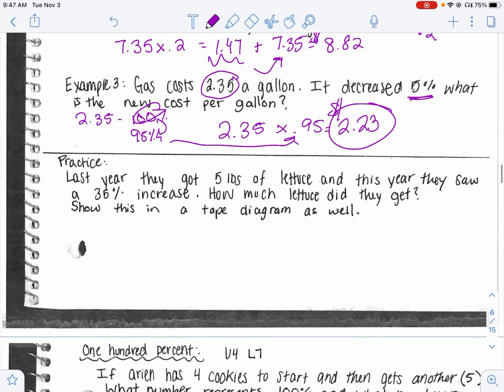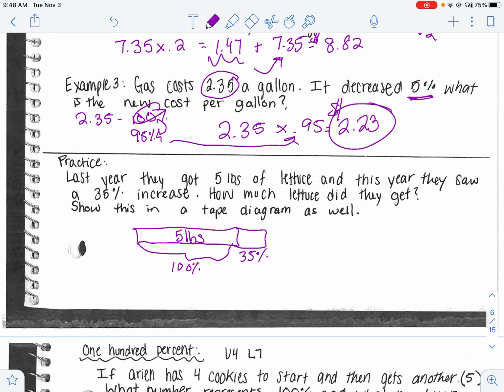Okay, so looking at the practice, it says last year they got 5 pounds of lettuce, and this year they saw a 35% increase. How much lettuce did they get, and show this in a tape diagram. A tape diagram should always just start off with a rectangle. Last year they got 5 pounds, and this year they saw a 35% increase. So this was originally their 100%. They added 35%. And last year we were at 5 pounds.